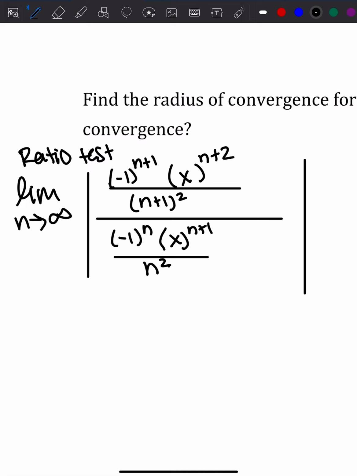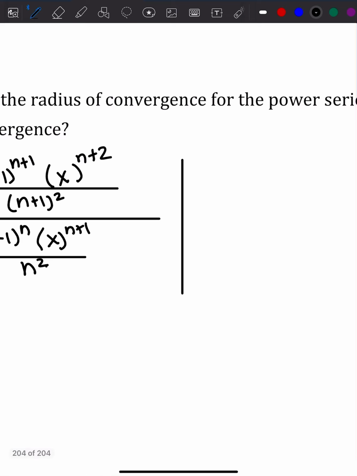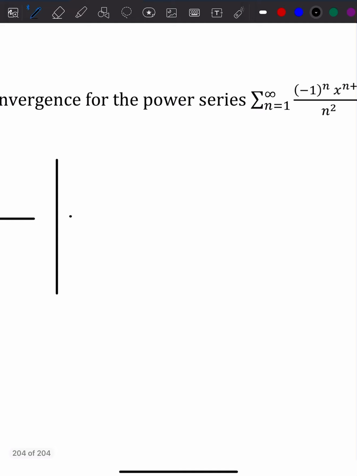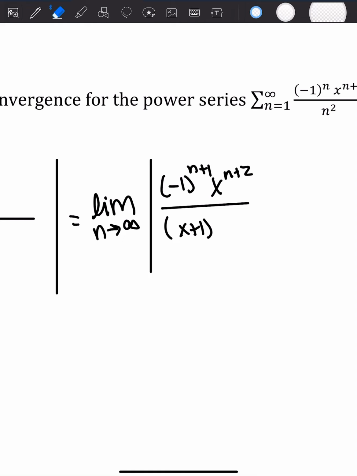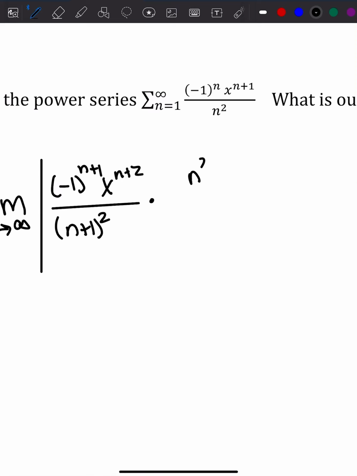So then we're going to try our best to simplify this. The first thing I'm going to do is divide these two fractions from each other. So I have the limit as n approaches infinity of (-1)^(n+1), x^(n+2), over (n+1) squared, times, and then we're going to flip the denominator, so I have n squared divided by (-1)^n, x^(n+1).